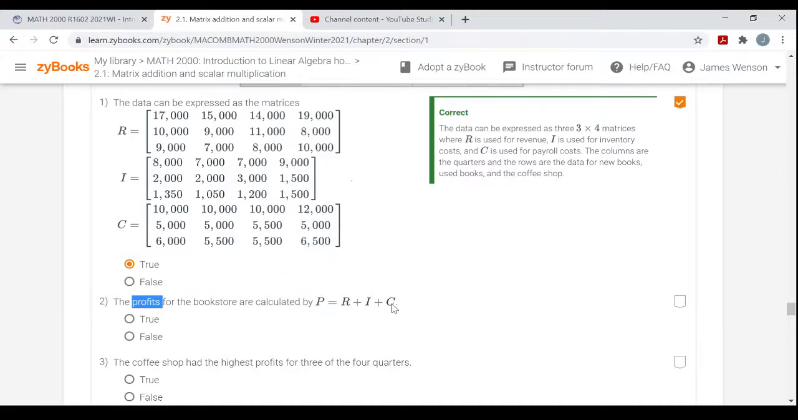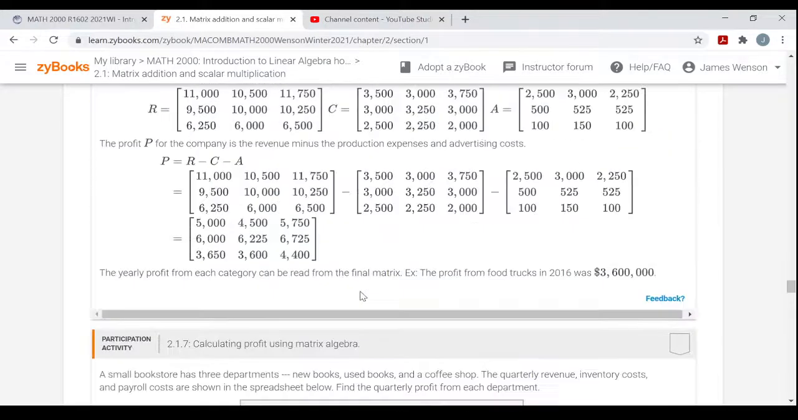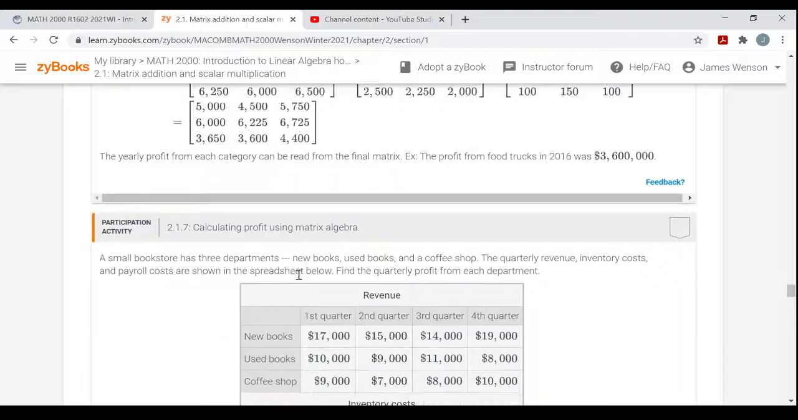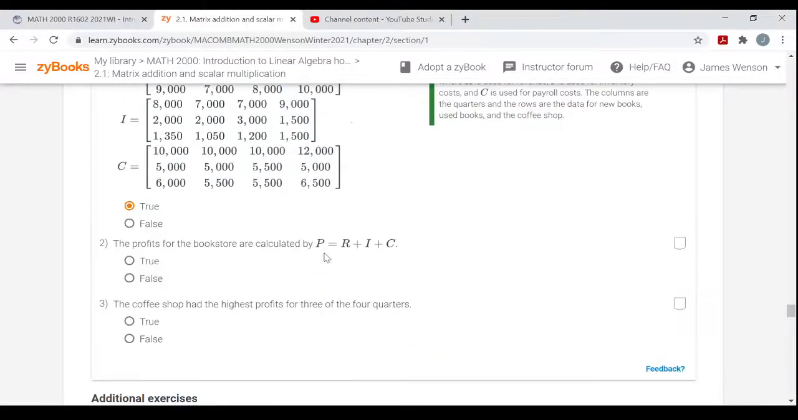No. Remember I said earlier, and again, if you read the example from earlier, they talk about revenue minus, you subtract costs. You take the amount of money you made minus the amount of money you spent for profit. So here, this is not going to be a good matrix for the profits, right? You don't take your revenue and then add how much you spent. You take how much money you made, the revenue, and then subtract how much money you spent to get profit. So this would be false.